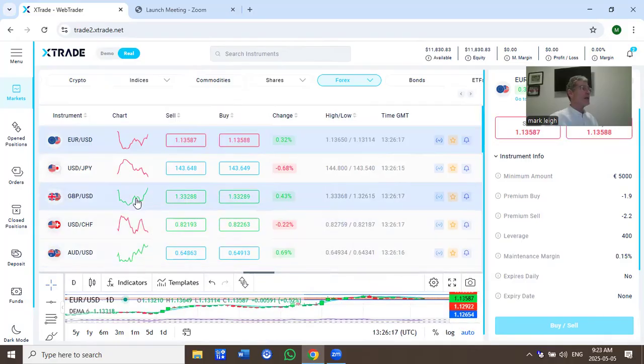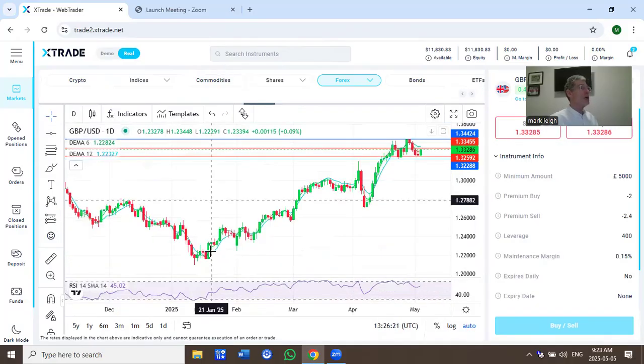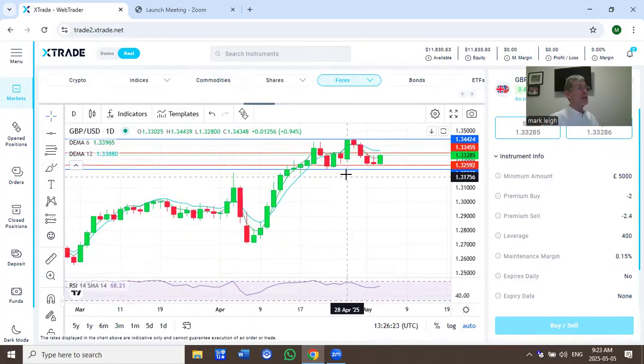Let's have a look at the pound, where the pattern won't be dissimilar to the euro. There on the daily, it sold off last week, the pound being sold off on that strong US, started with a double top, a strong reversal sign, but today you can see the pound is fighting back so far.